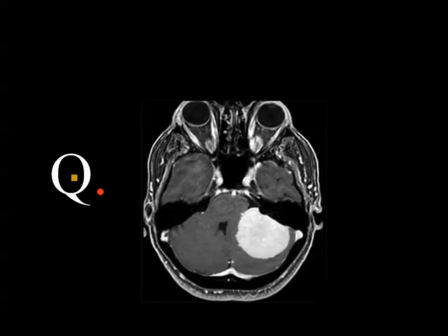Arachnoid cyst. Is this cyst like CSF? No? Yes, and this is the T1 axial image of the brain after contrast injection with fat suppression, showing a homogeneously enhancing lesion at the cerebellopontine angle.